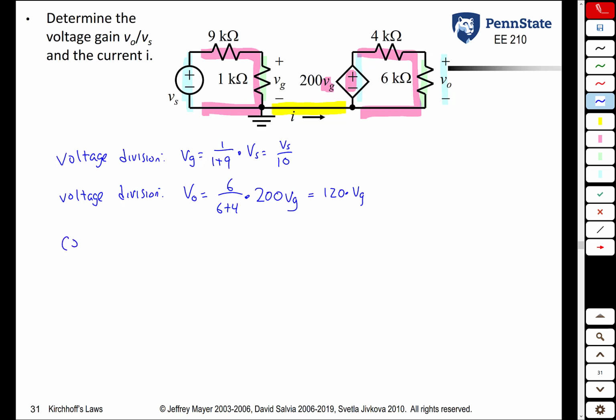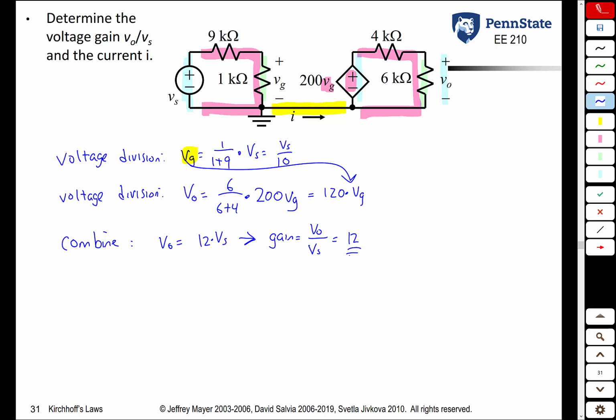We can now combine these two equations by basically sticking this into there to get that V naught, or V out, is 12 times Vs. So the gain, which is defined as the output over the input, is going to be 12. And notice it is dimensionless.